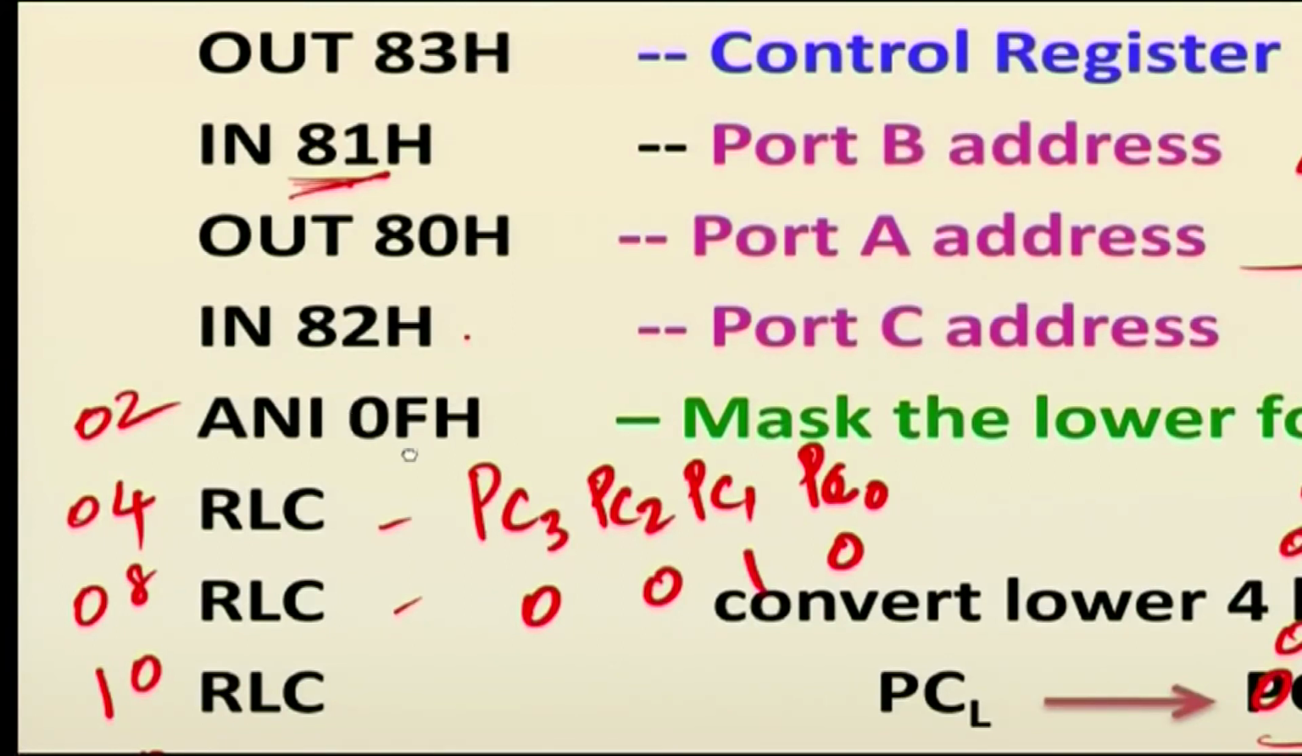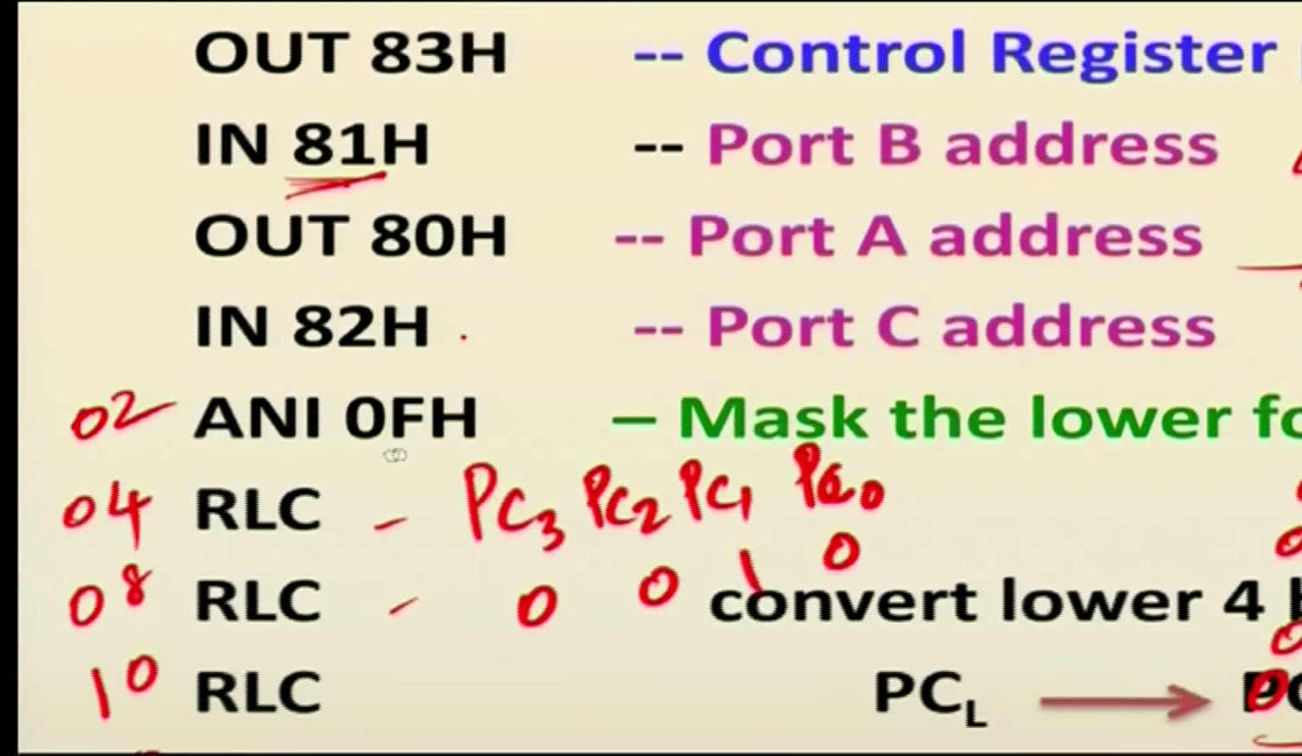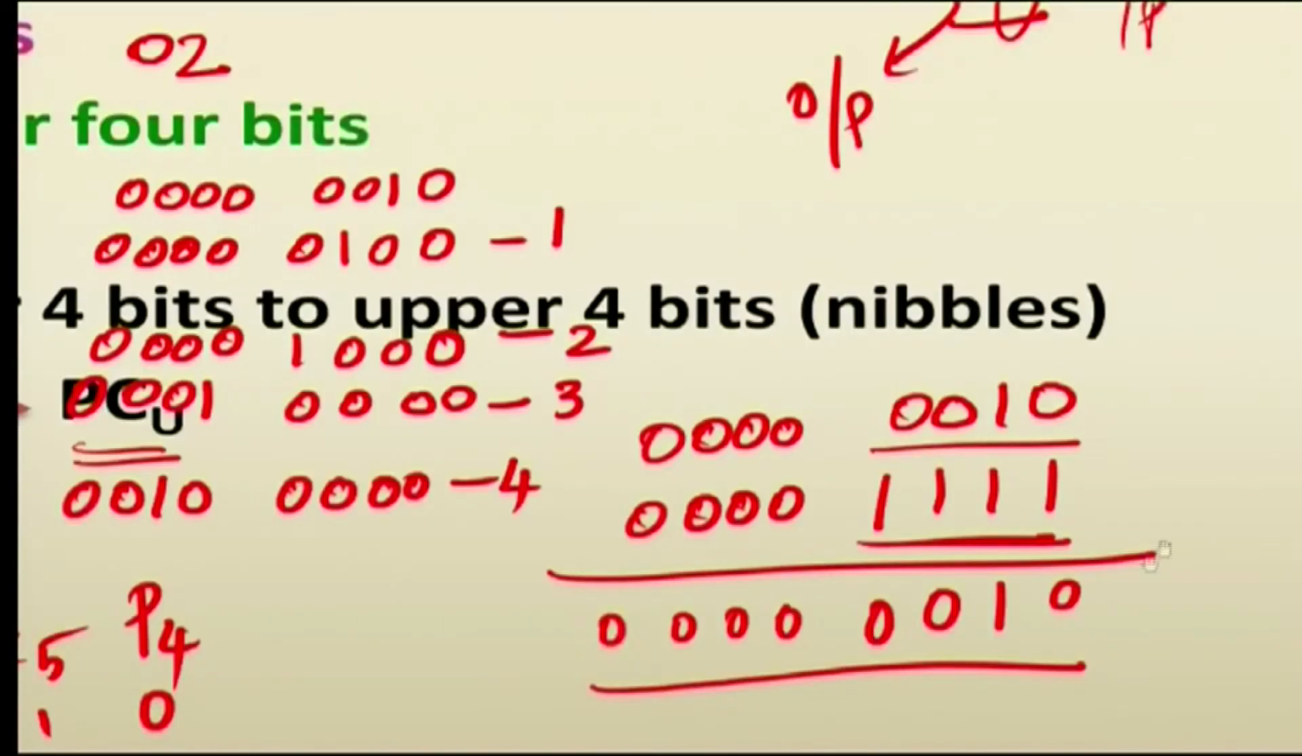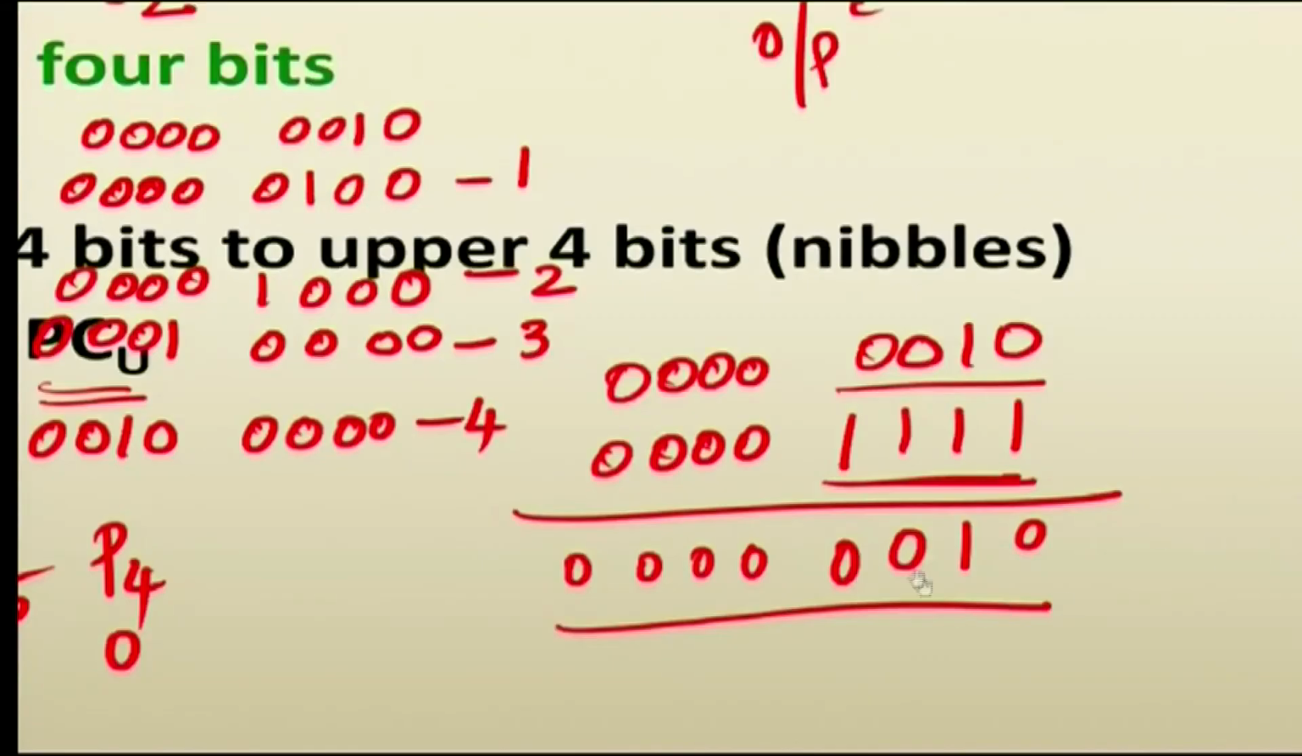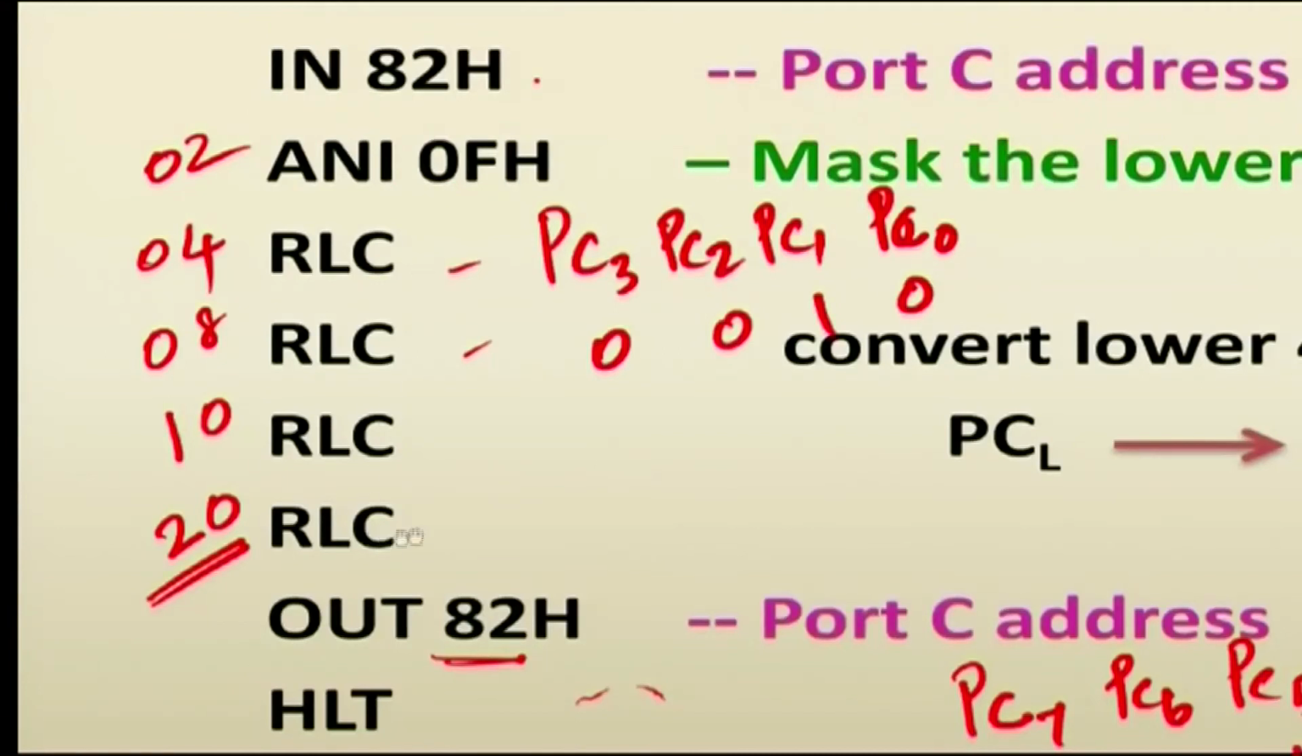For that we are using the 0F. By using the 0F, whatever value you have will come as the same. Now, the value is available in the lower byte, but we want to transfer it to the higher nibble. So for that I am using a 4-times shift left, 4 bits I have to shift.